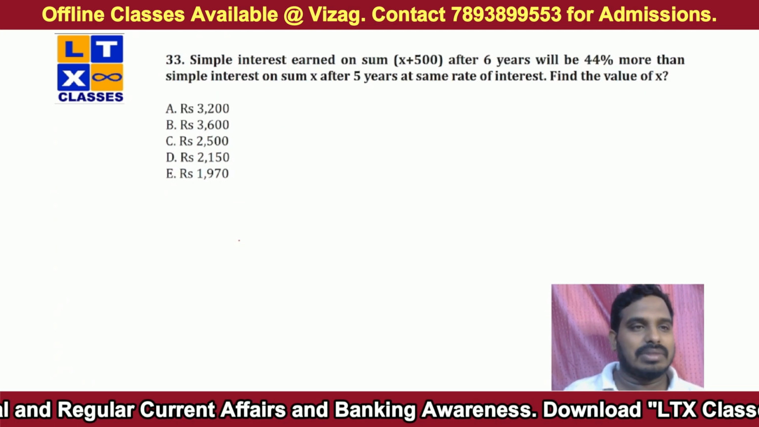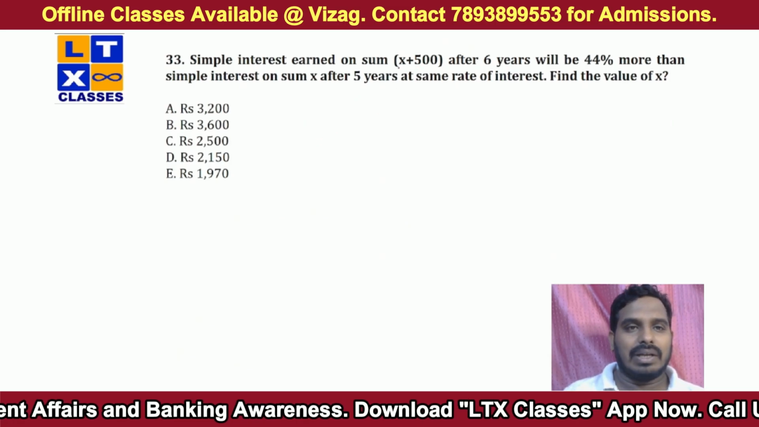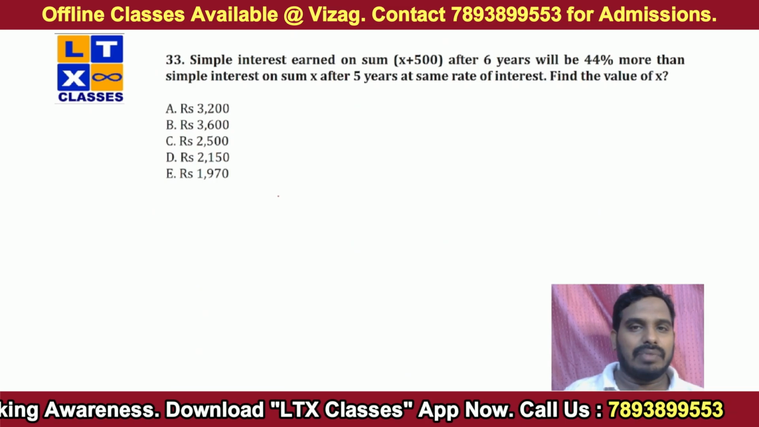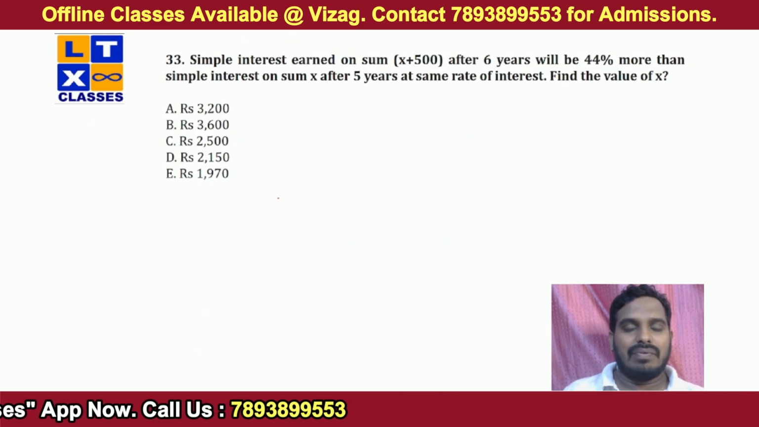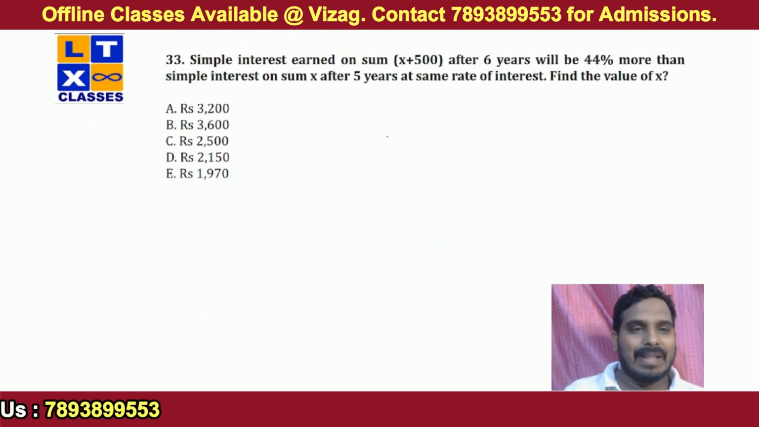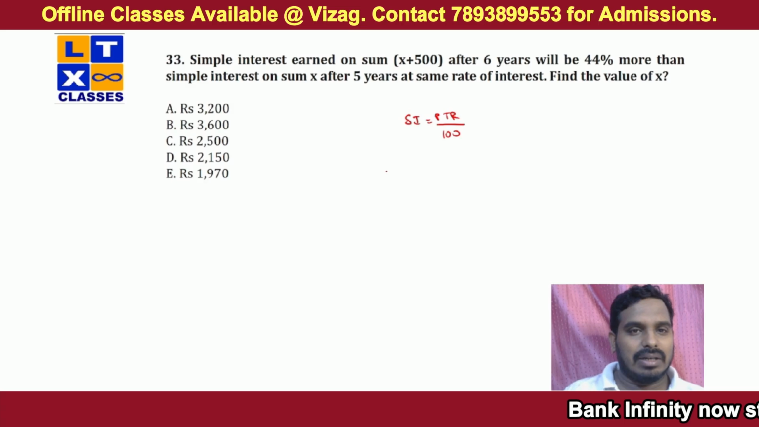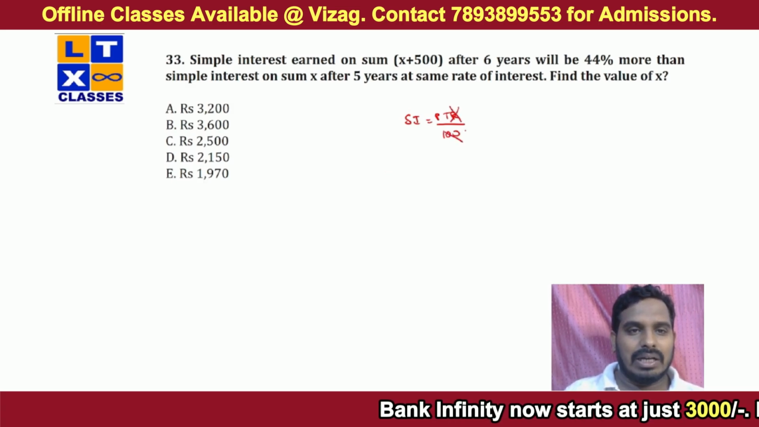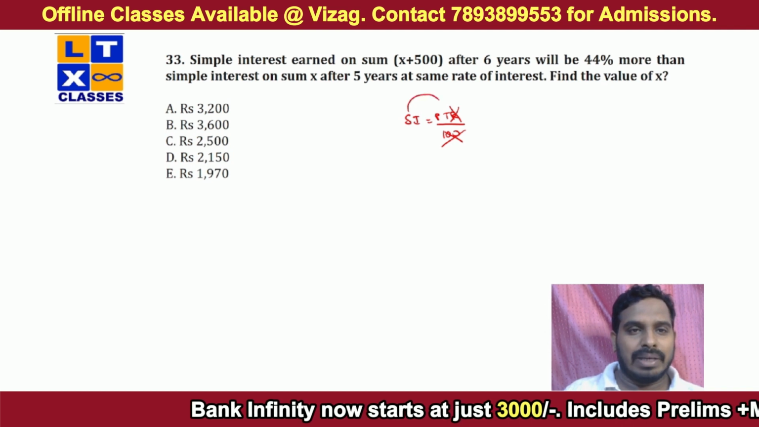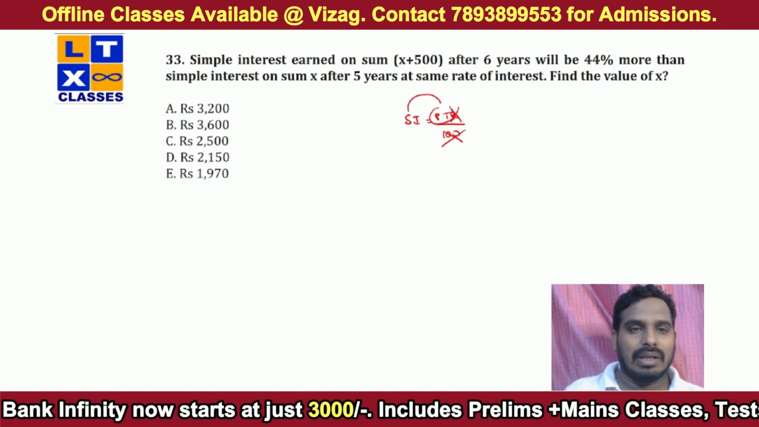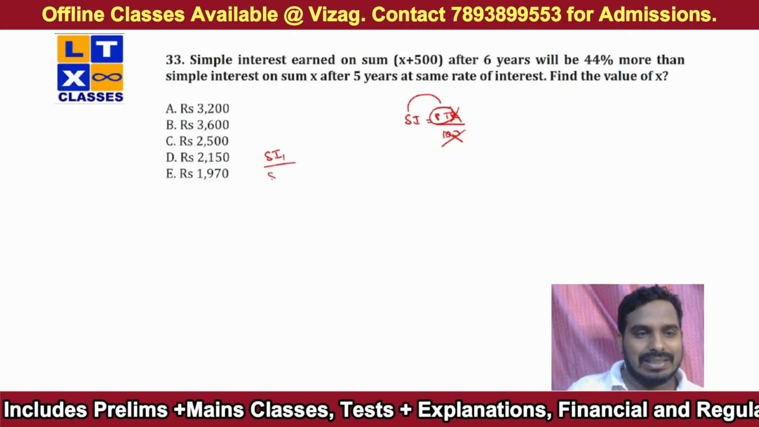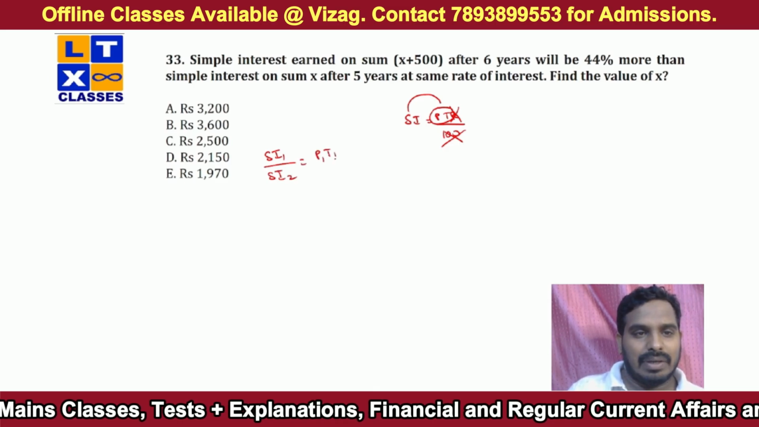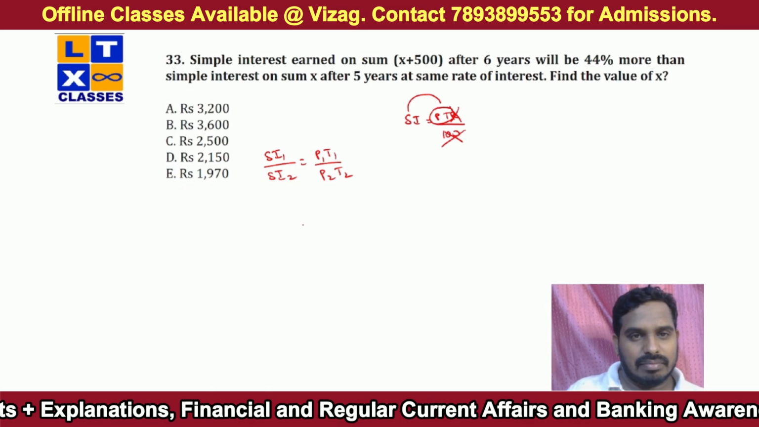Now, these are all my single attempts. Now, simple interest earned on a sum of x plus 500 after 6 years will be 44% more than the simple interest on sum x after 5 years at the same rate of interest. Find the value of x. Okay. Now, what is the formula to calculate SI, which is SI equals PTR by 100, right? Now, the rate of interest is the same. 100 is anyway constant. That means both my simple interest and the product of principal and time will be proportional, right? So I can write SI1 and SI2 equals P1T1 by P2T2, right?